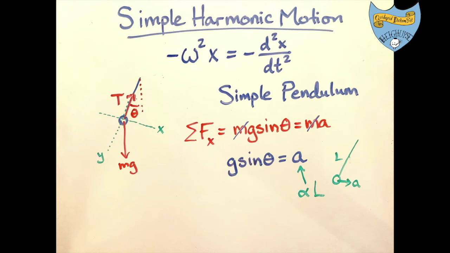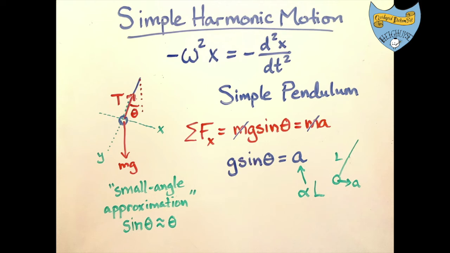This is coming to you from the equation a equals alpha r. Remember that one? And so r would be the length of the pendulum, therefore alpha times L is your linear acceleration. So we'll just sub that in. And now the voodoo.